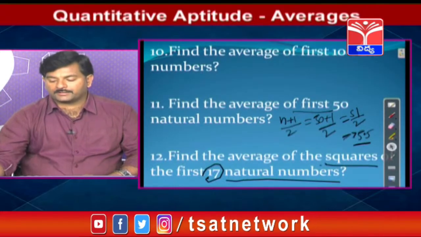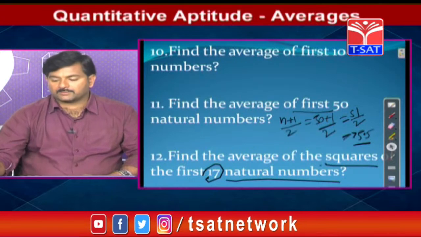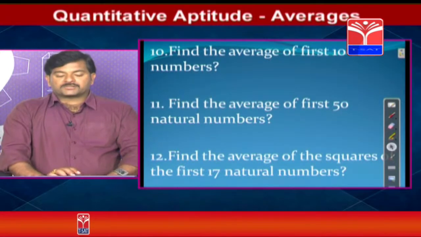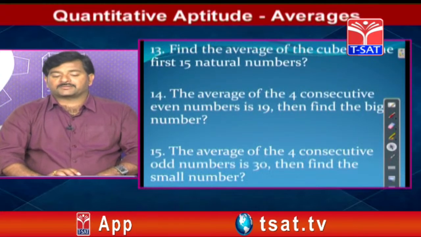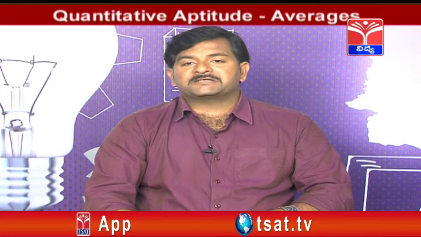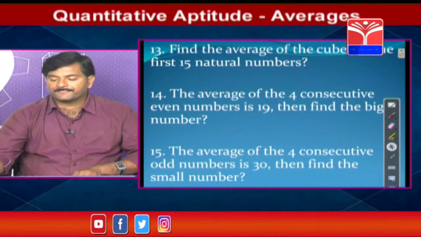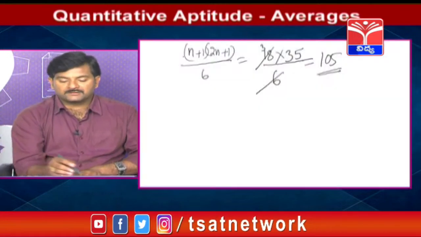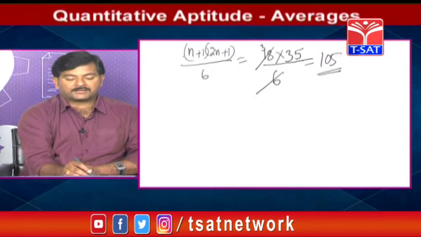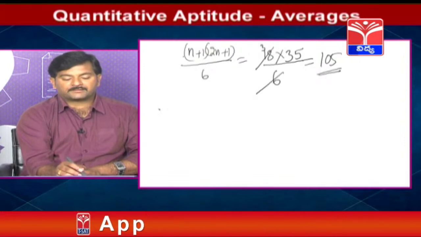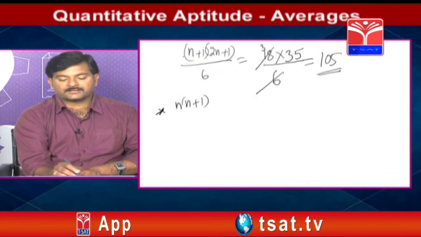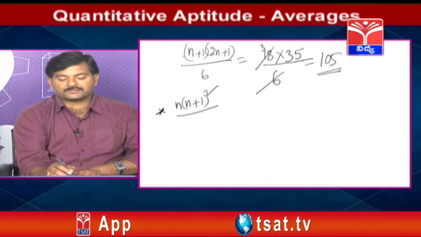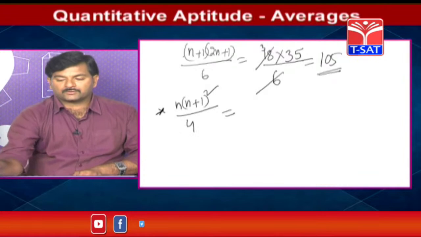Let's move on to the next question. Just focus on the 13th question. Find the average of the cubes of the first 15 natural numbers. When he asks for the cubes, the formula is n into n plus 1 whole square by 4.